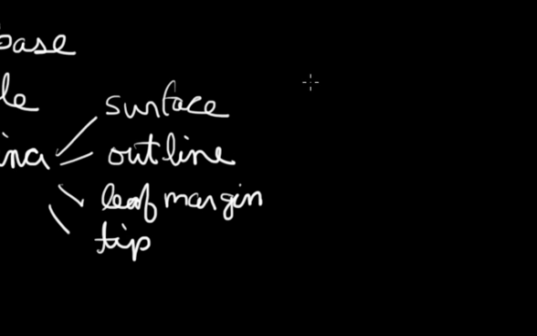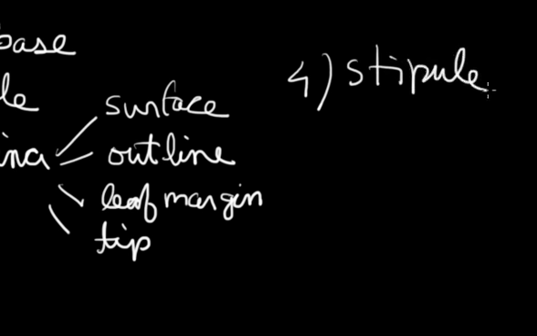Then we also see modifications of the outgrowths which are seen at the leaf base, that's a stipule. And the apex as such. So these are the basic modifications seen in the leaf proper.